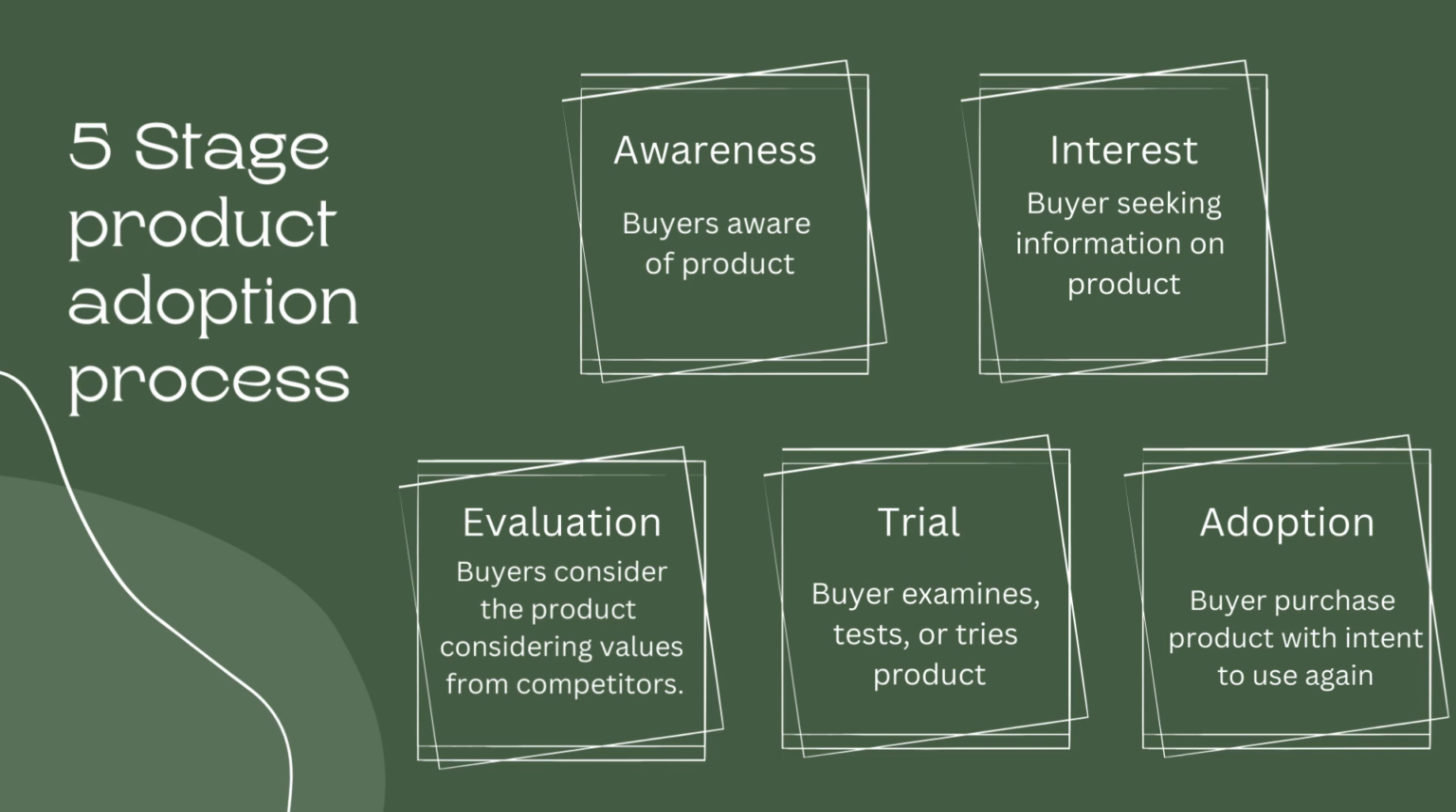Then you have evaluation, where the buyers consider the product and then they consider the values from other competitors. They'll ponder, is this the right product for me? Do I want to go with a different brand, etc.? And then you have your trial, which is where the buyer examines, they'll test it, or just flat out try the product. And then finally, you have adoption, which is where the buyer purchases products with intent to use it again. This is good because you can have them as a repeat customer then.